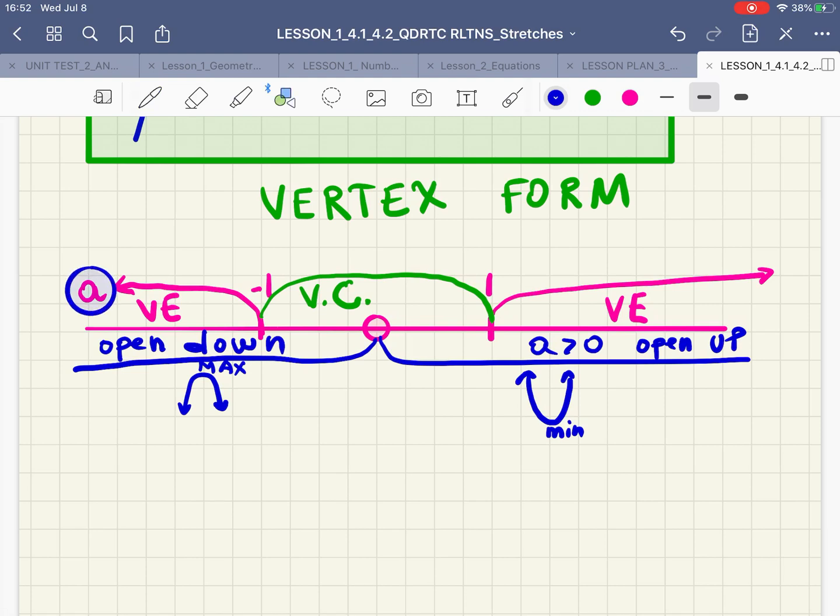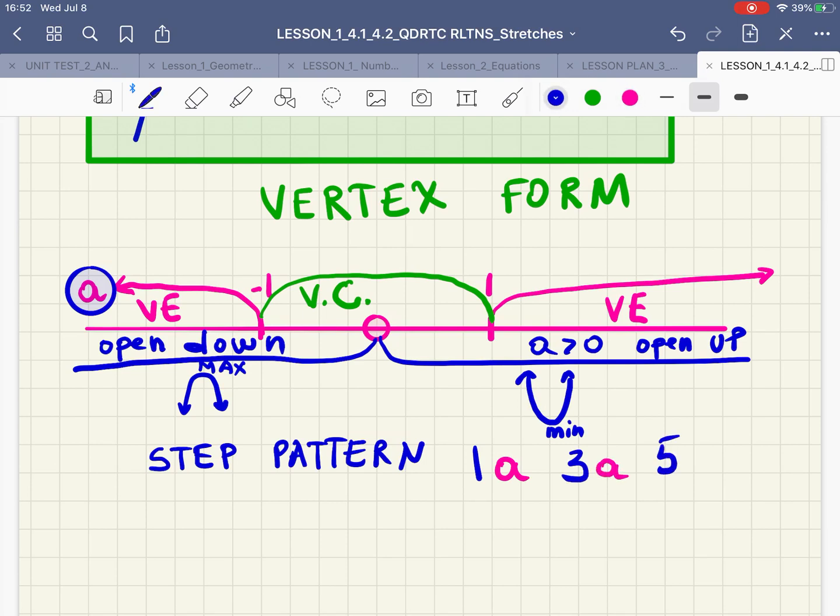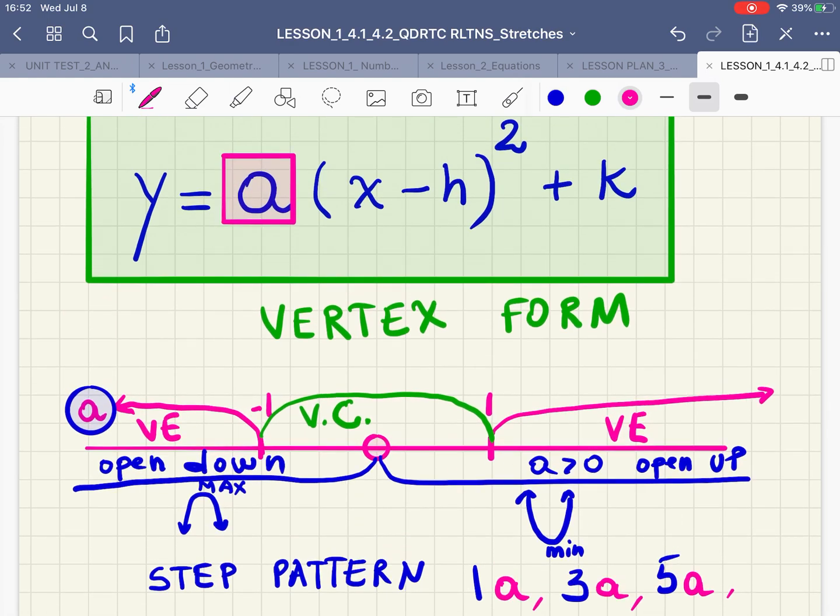Another important thing we need to mention about a is that a is very important in determining the step pattern of the parabola. The step pattern of a parabola will always be 1a, 3a, 5a, and so on. So you have to multiply the basic pattern by the coefficient a.